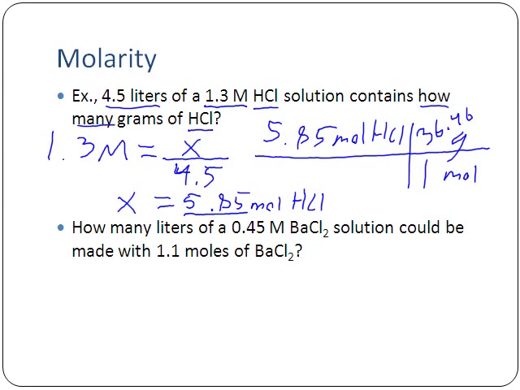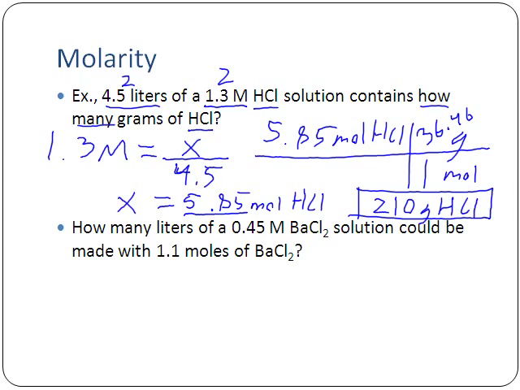And so moles HCl cancel. We go to grams. So we'd simply take our 5.85 times 36.46. And doing that, I get 213.291. Since we have two significant figures on both sides here, we're going to end up with 210 grams of HCl, hydrochloric acid, as our final answer. So if I have 4.5 liters of 1.3 molar solution, I have inside of that 210 grams of hydrochloric acid.